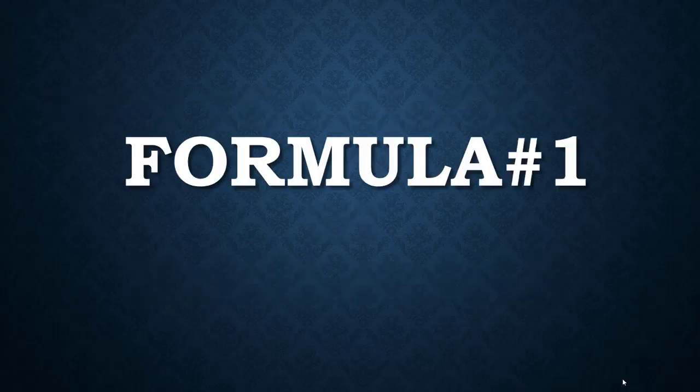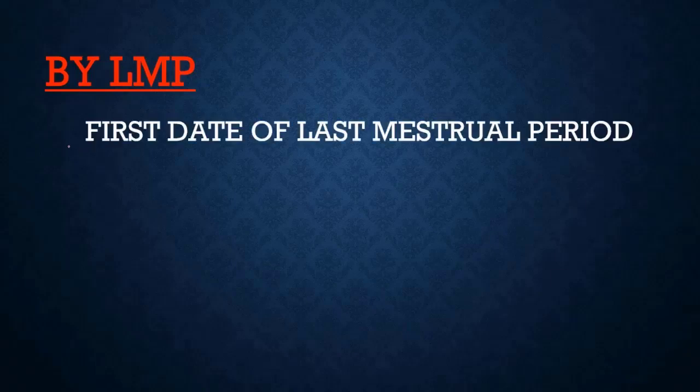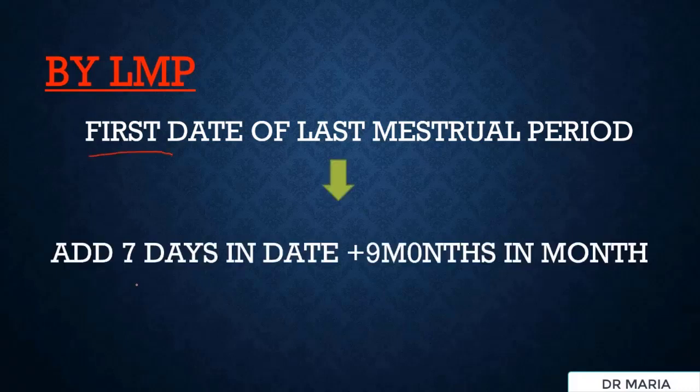So here is formula number 1. You just have to remember the first date of your last menstrual period. It does not matter for how long the periods remain. You should remember the first date. Most of the patients think it is the last date of the last menstrual period. No, it is the first date. Then you have to add 7 days in date and 9 months in month.